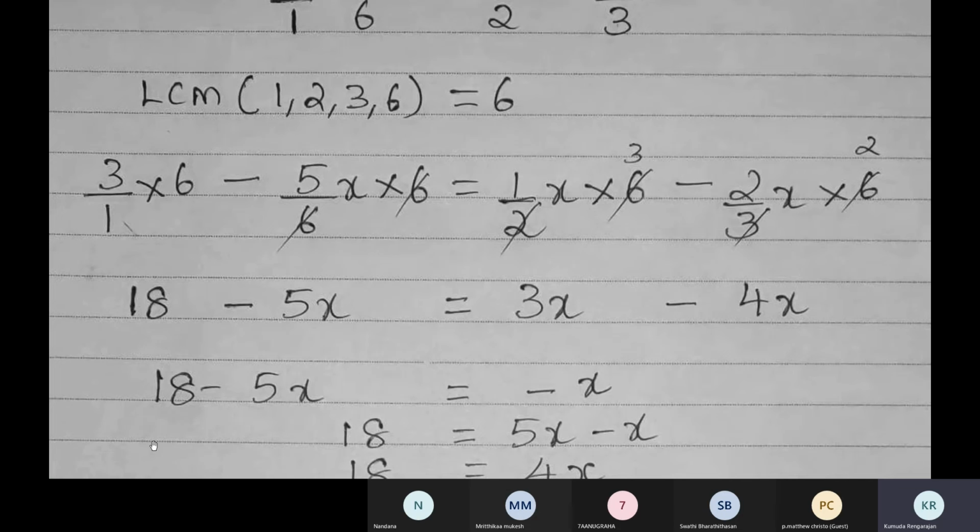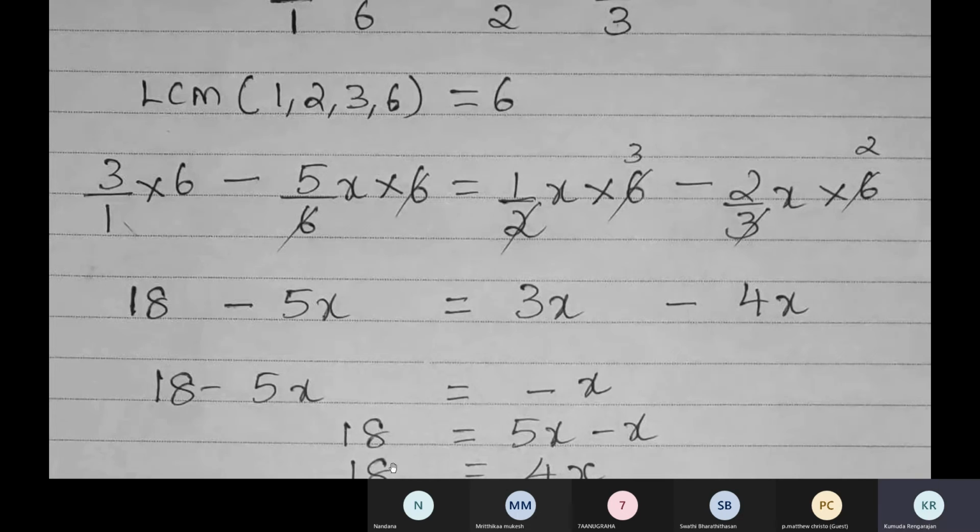So what happens here? 18 remains in the working here. You can even transpose 18. There is nothing like you should do this. You can even have the number 18 in the RHS and the x terms on the LHS. What you see here is I have taken 18 as it is in the LHS. This is the equal to sign. This side is the left hand side, and this is the right hand side of the equal to sign.